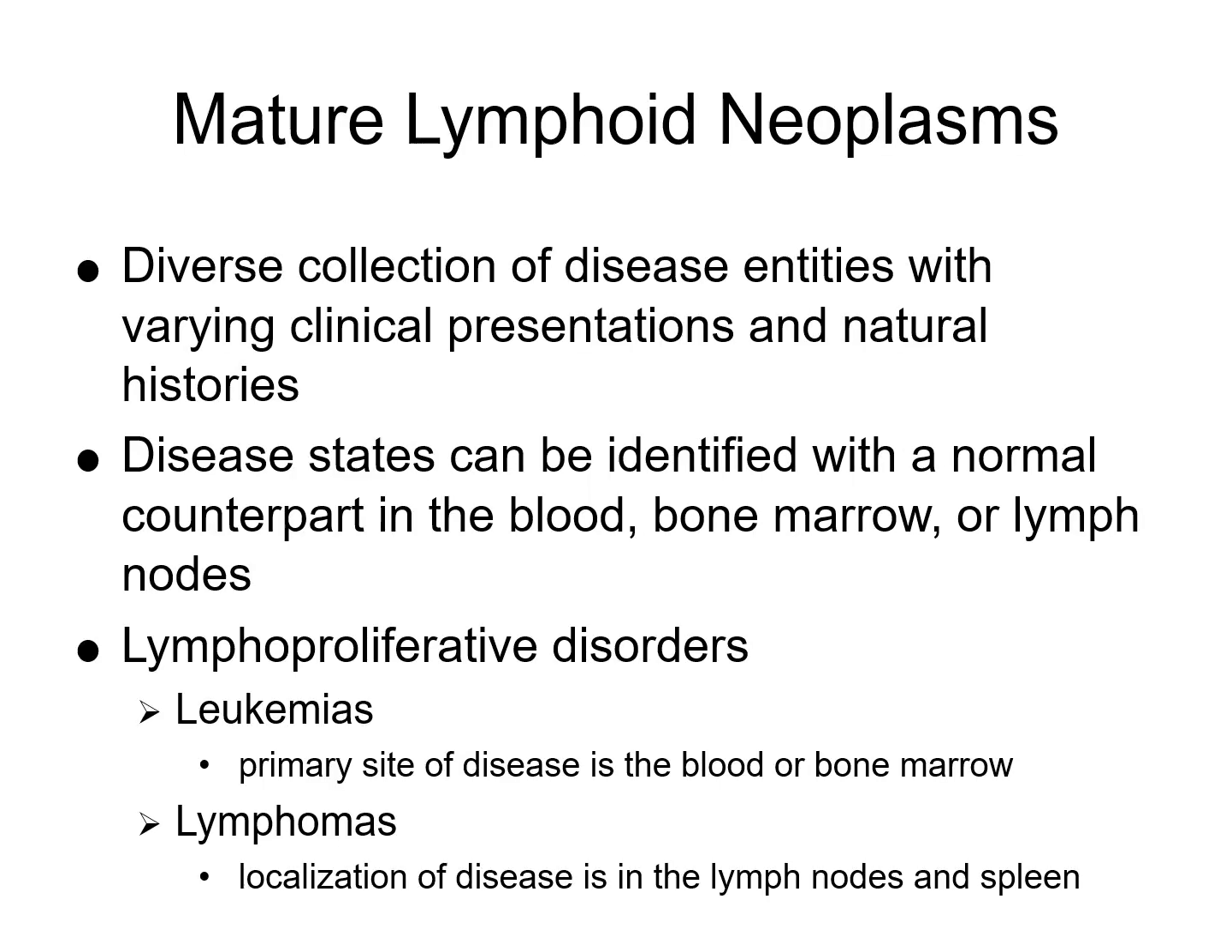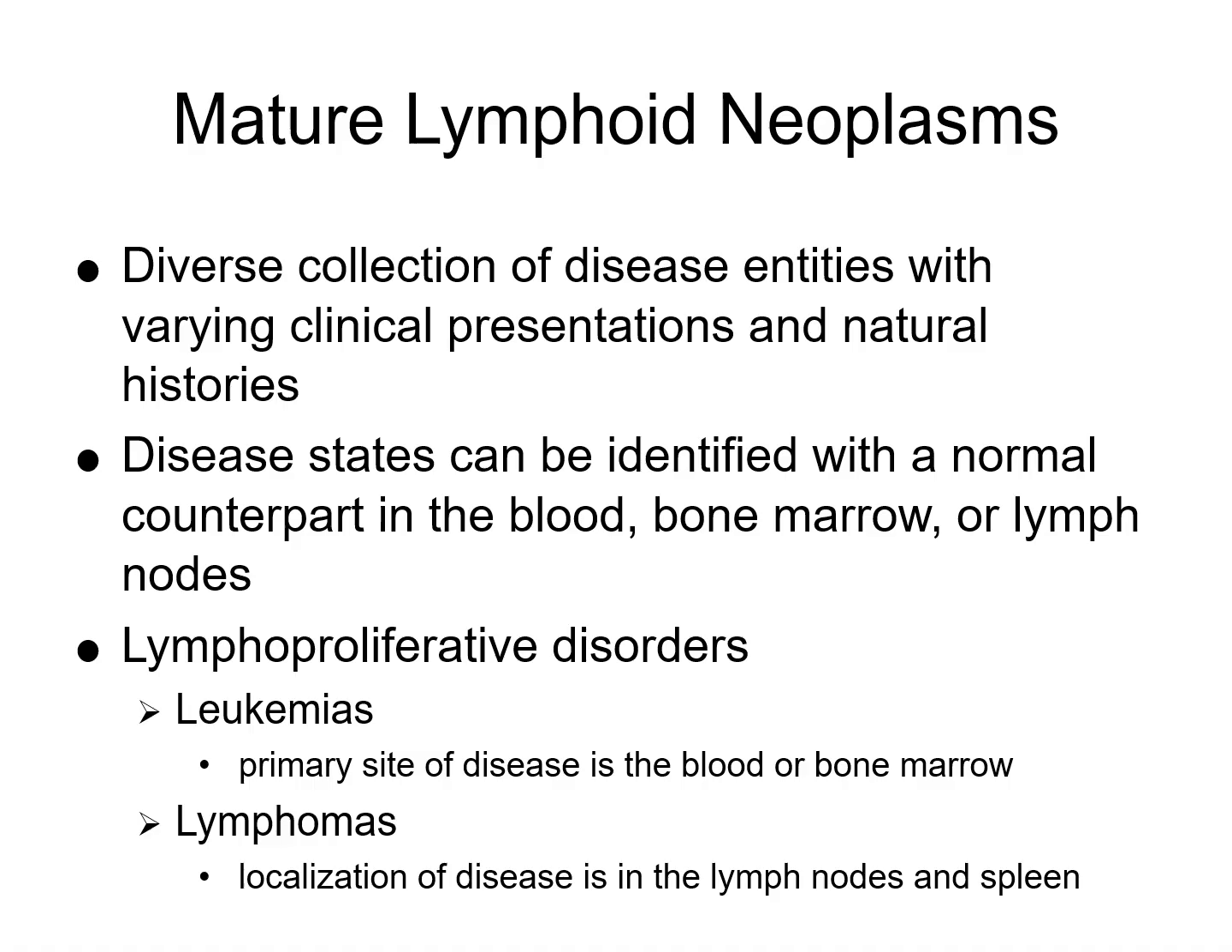Mature lymphoid neoplasms. So mature lymphoid neoplasms represent a diverse group of disease entities with varying clinical presentations and different natural histories. Disease states can be related to a normal cellular counterpart found in either peripheral blood, bone marrow, or lymph nodes.